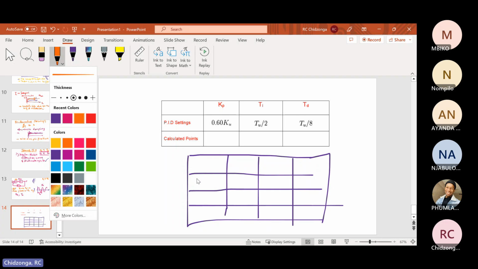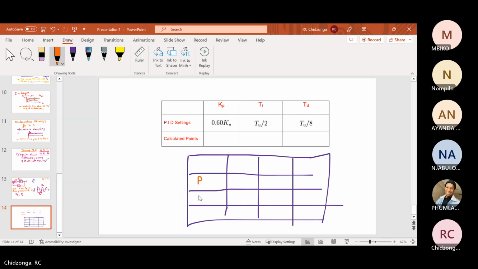So here it will have P, and then you can have PI, and then you can have PID. So I'm just showing you this part here, which is corresponding to the last row. There is PI, which is missing in this table, right? And then at the top, you are going to have, of course, KP, TI, and TD.